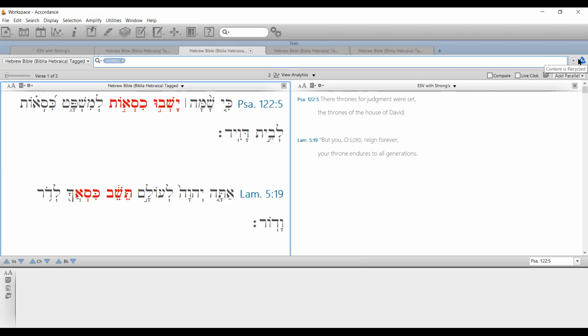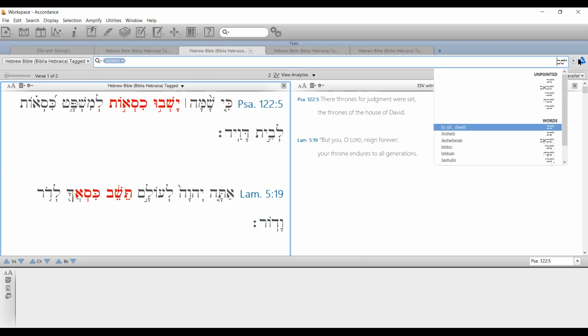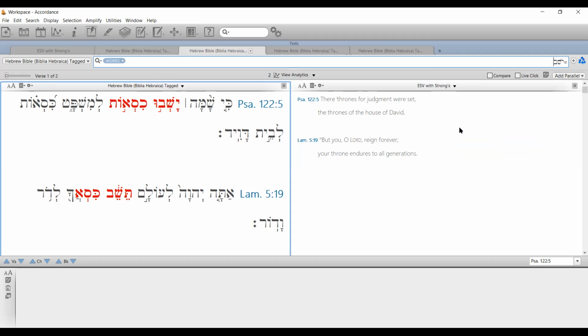So look, Yashav means to sit. As soon as I choose this one, do you see it gives me different options, because the same consonants we can find in different examples. So it gives me options. As soon as I choose it and I click here, it means that it is exactly Yashav.